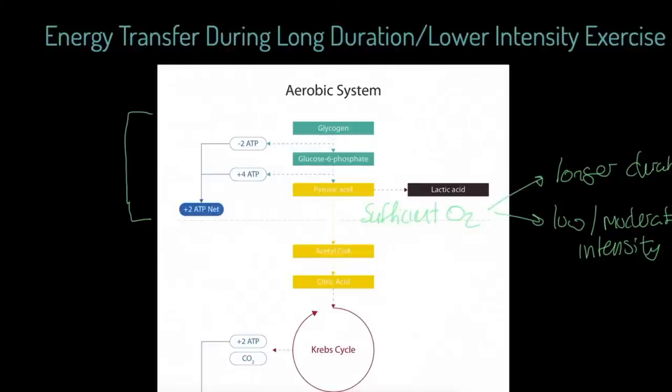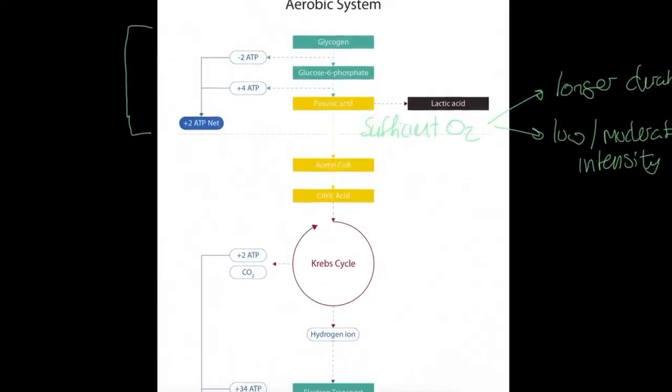So pyruvic acid is now processed aerobically, and it's converted to citric acid via acetyl coenzyme A. That citric acid is carried into the Krebs cycle. There's 2 1/4 turns of that Krebs cycle. You guys in biology will know all about this. And we get the release of the following. We get the resynthesis of 2 ATP. We get CO2 released as a byproduct of this reaction. Of course, that contributes to things like the Bohr shift and the slightly decreased pH in the blood. But we also get the release of hydrogen ions.